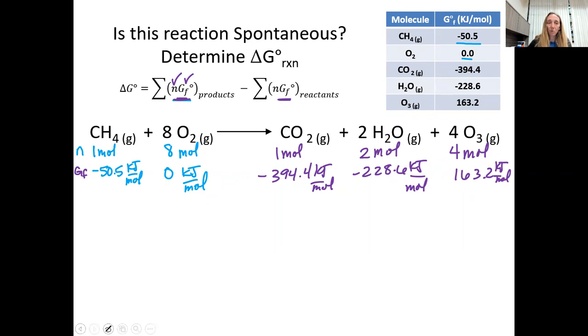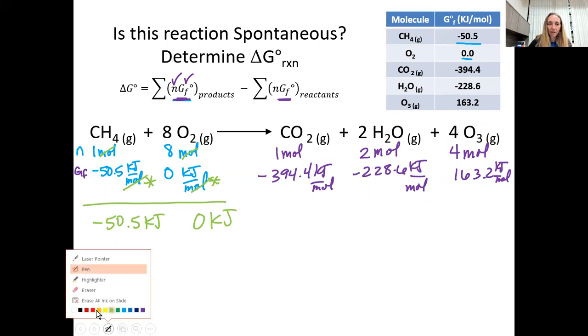Next, what I have to do is multiply. So I'm going to multiply these together, the top and the bottom. So 1 mole times negative 50.5 gives me negative 50.5 kilojoules. 2 moles times 0 kilojoules per mole, the moles cancel, and I have 0 kilojoules.